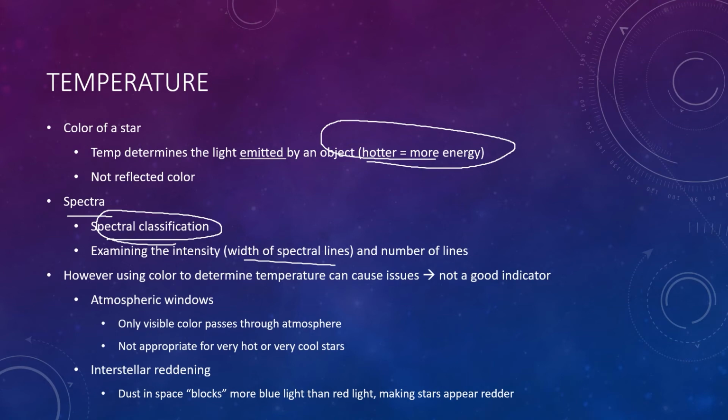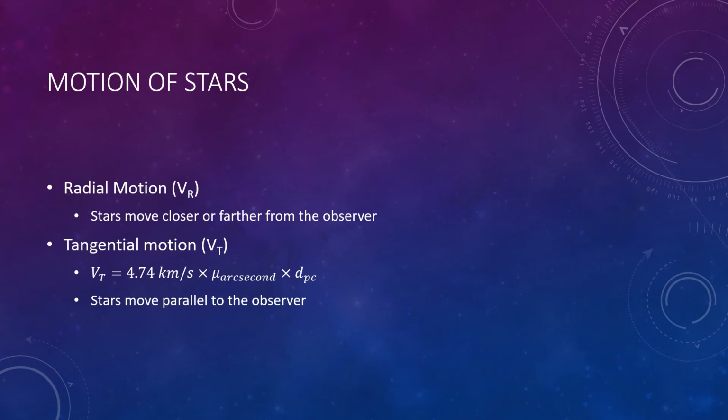We also have this other thing called interstellar reddening, basically space dust. It blocks more blue light than red light, making stars appear redder than they actually are. For example, our star would technically be green, but because of our atmosphere blocking out certain colors, we see a yellow sun. Next, we're going to talk about the motion of stars.